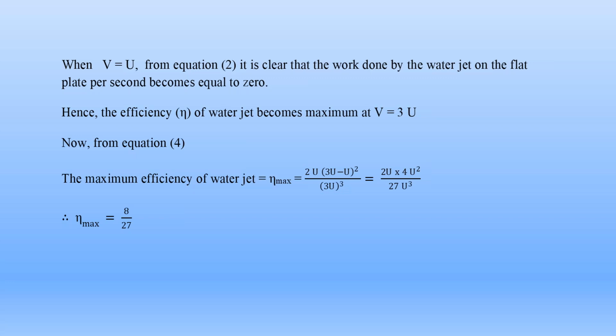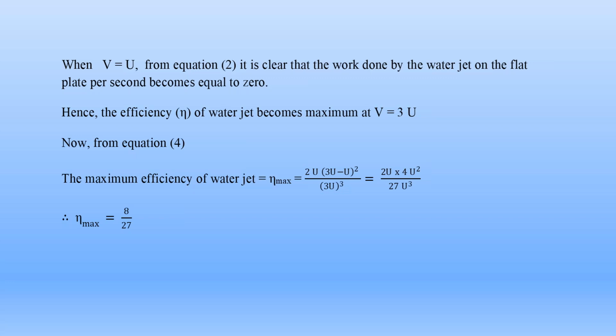In that equation 4, we consider the absolute velocity of the water jet V as constant. If that absolute velocity V is constant, the efficiency of the water jet nu depends on the velocity of the vertical flat plate U. So the efficiency becomes maximum when d nu by dU is equal to 0. We complete the differentiation, d nu by dU equal to 0. We got the result from the differentiation as V is equal to U and V is equal to 3U.